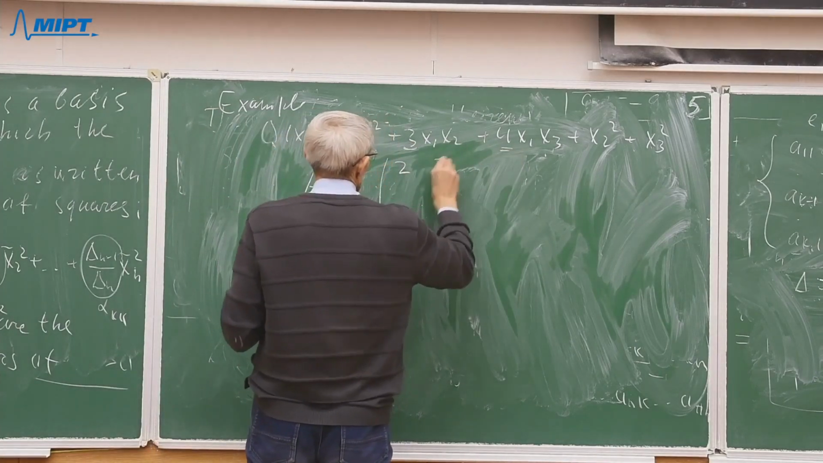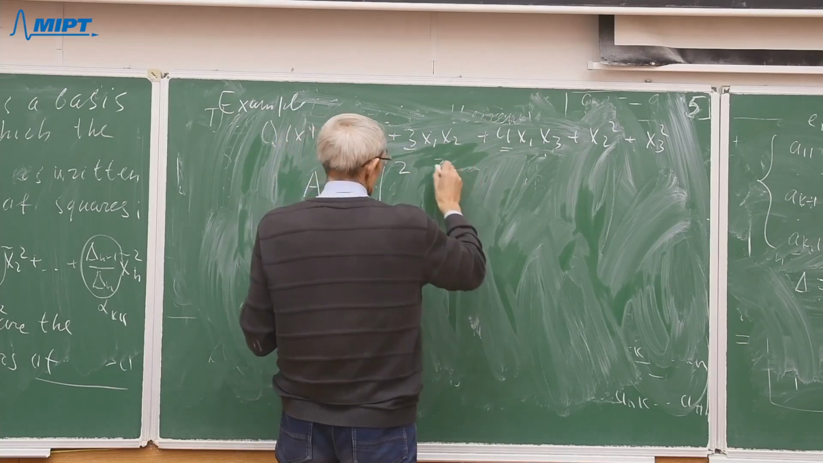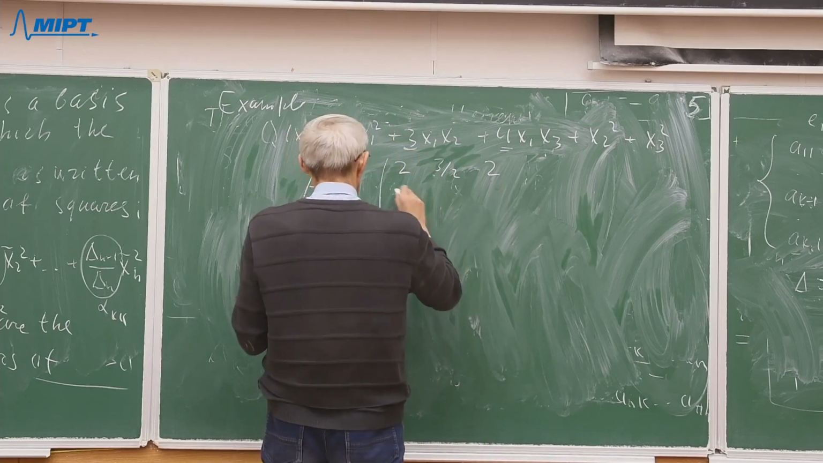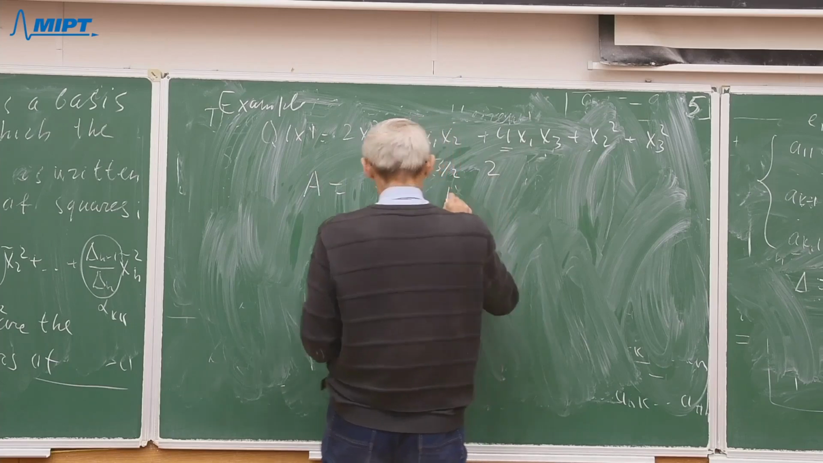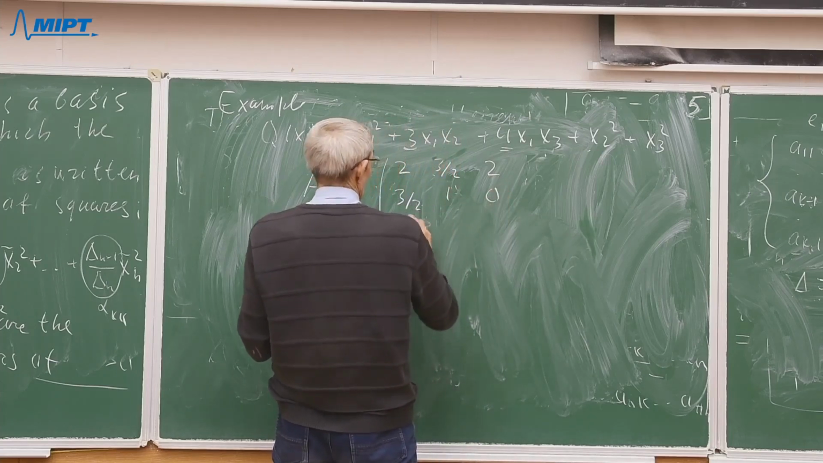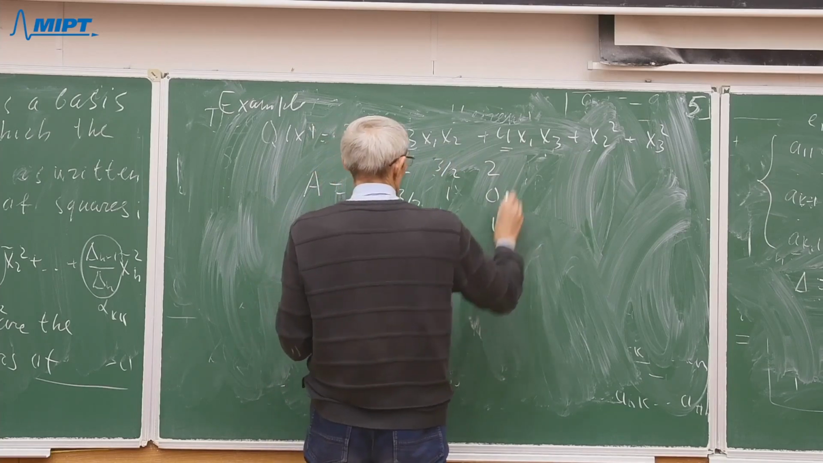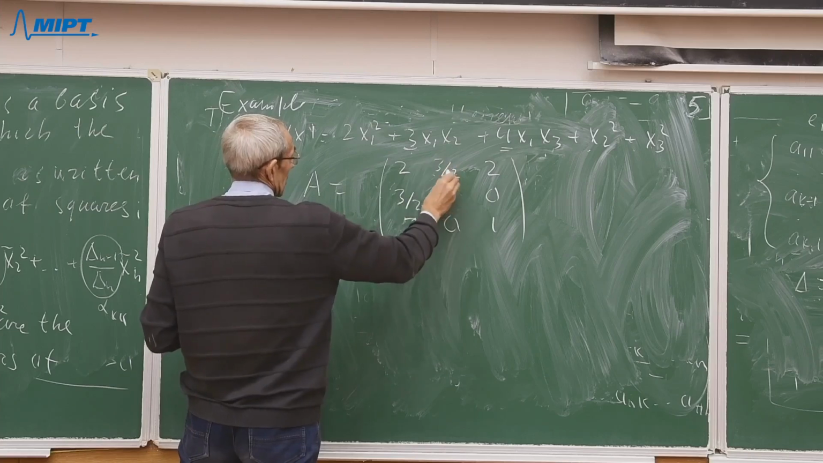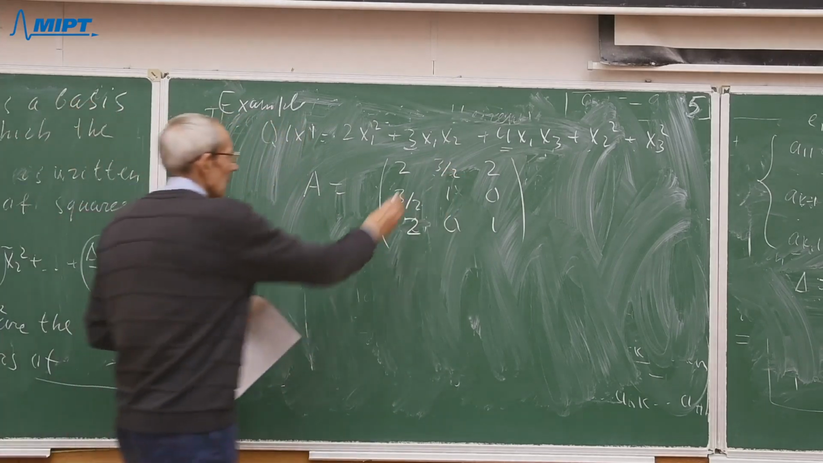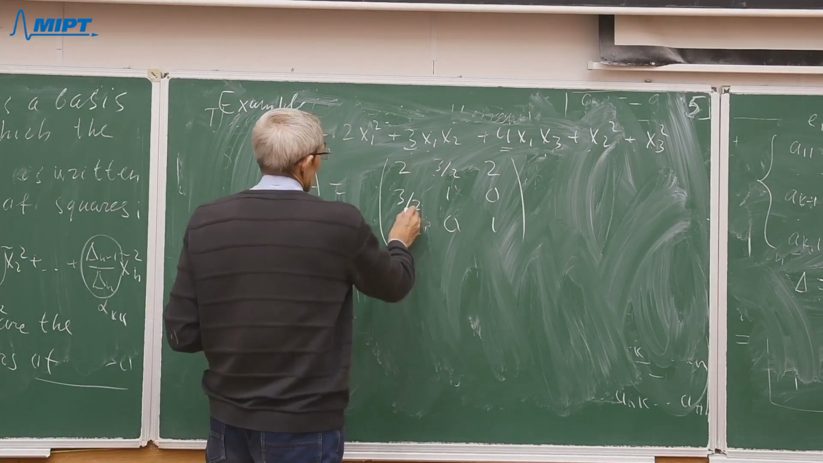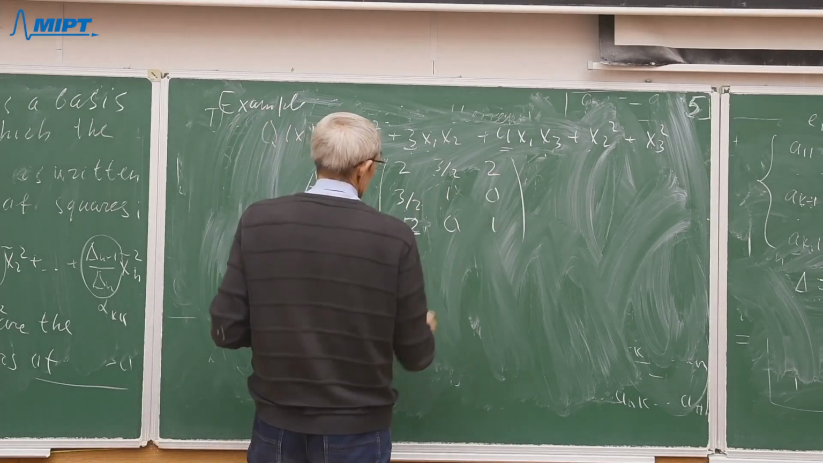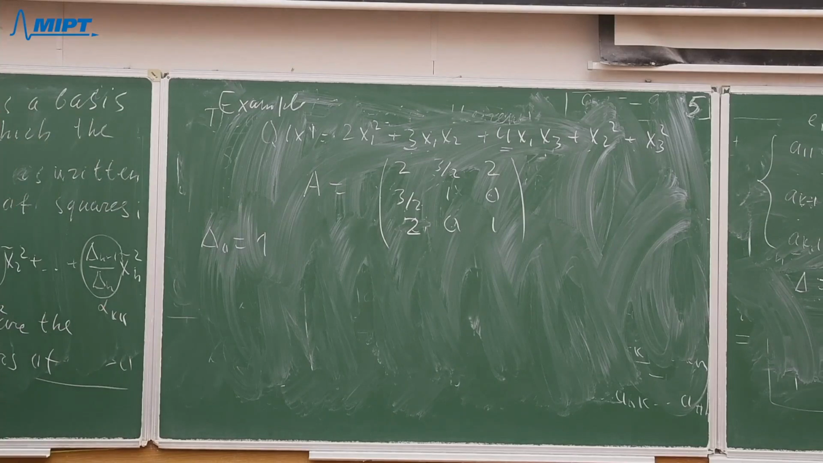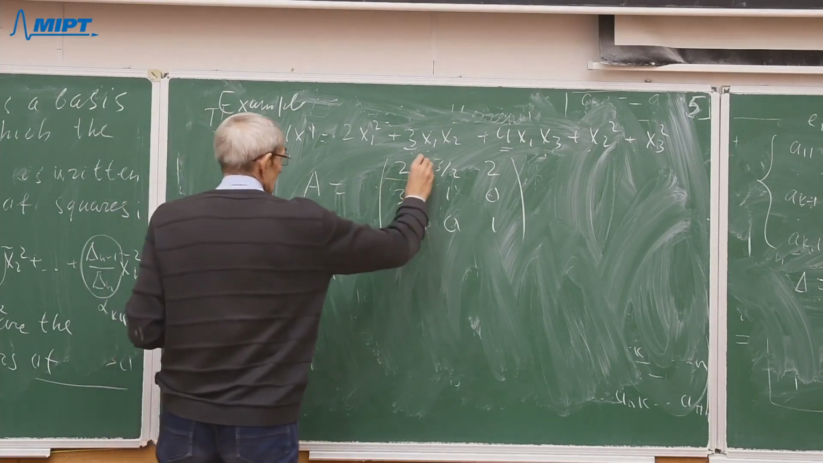These coefficients, I divided these coefficients by 2. These coefficients 1, 0, 2, 0, 1. We obtain the symmetric matrix. These coefficients I divide by 2, and these coefficients are on the intersection of the first row and second column, and these are symmetric coefficients. This one and this one are also symmetric, and this one and this one are also symmetric. And delta 1 by definition is equal to 1.